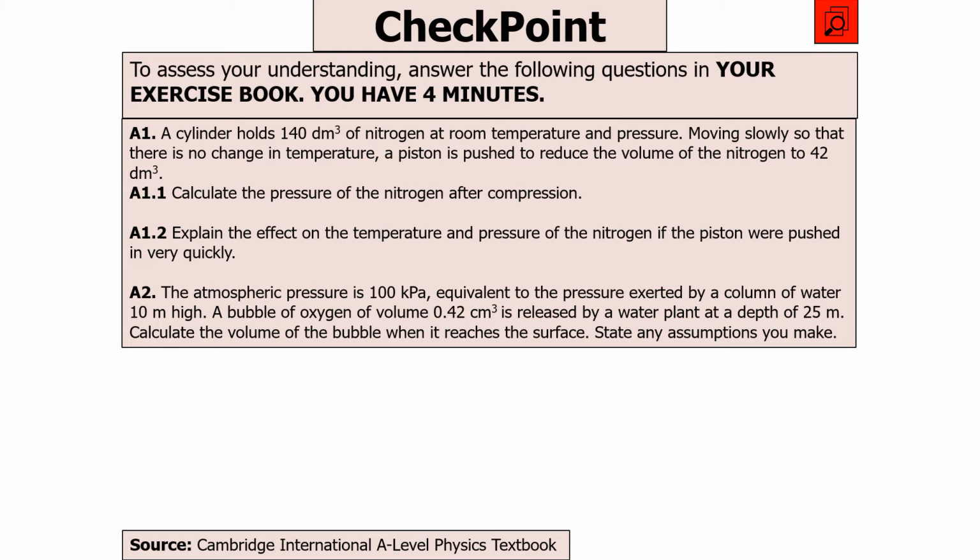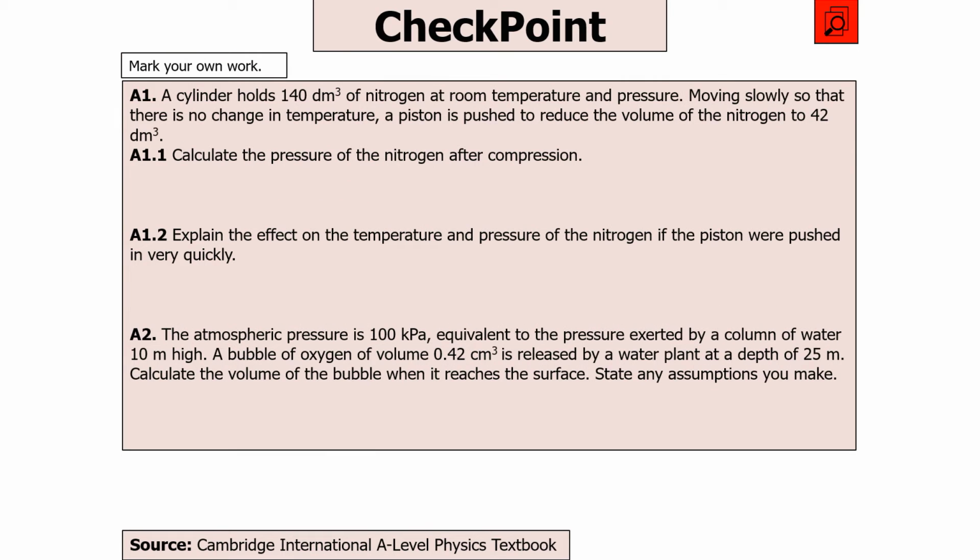Then the atmospheric pressure is 100 kilopascals, equivalent to the pressure exerted by a column of water 10 meters high. A bubble of oxygen of volume 0.42 centimeters cubed is released by a water plant at a depth of 25 meters. Calculate the volume of the bubble when it reaches the surface. State any assumptions that you make. So pause the video now, then unpause the video when you want to go through your answer.